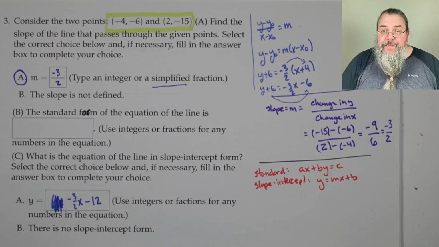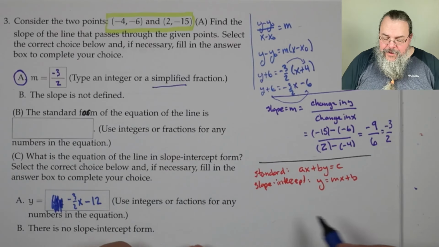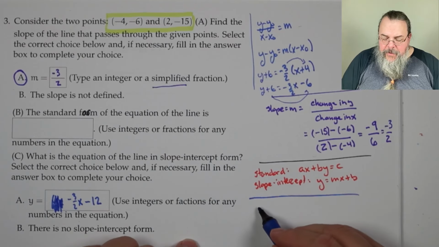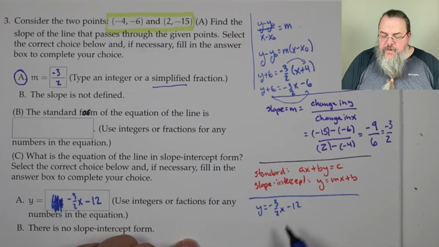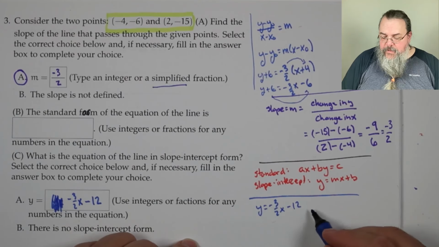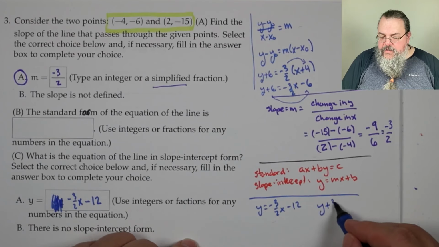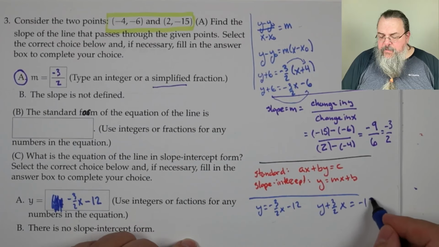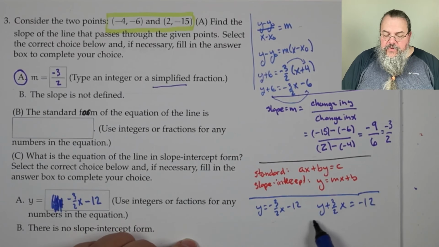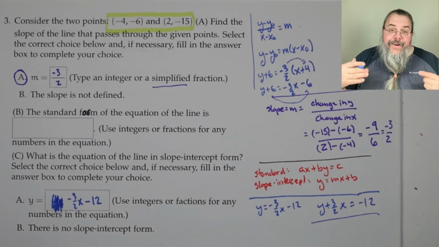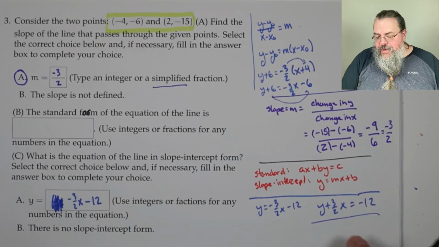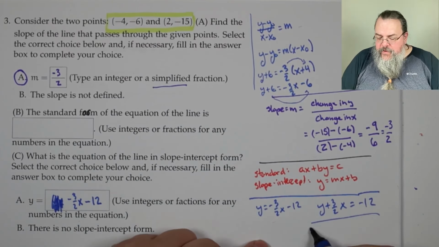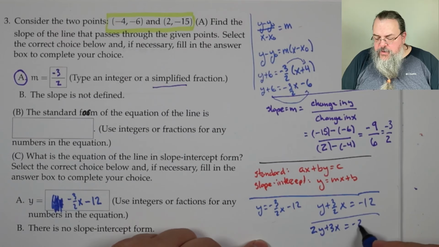And now we can jump back. Okay, so given that we have y equals minus 3 halves x minus 12, if we add 3 halves x to both sides, that says y plus 3 halves x equals minus 12. And that's the standard form. Now, I will say standard form is not quite unique, because you could do things like scale. So, for instance, if I multiply everything by 2, 2y plus 3x equals minus 24.